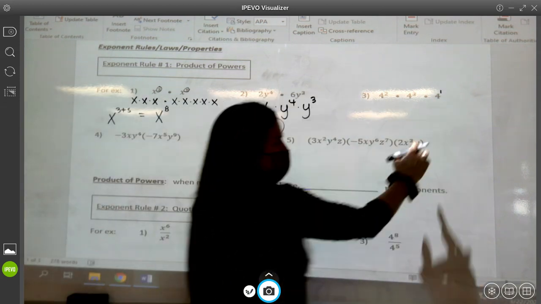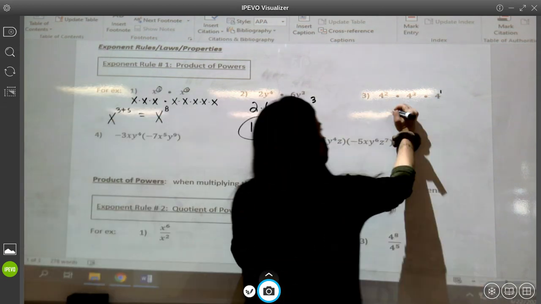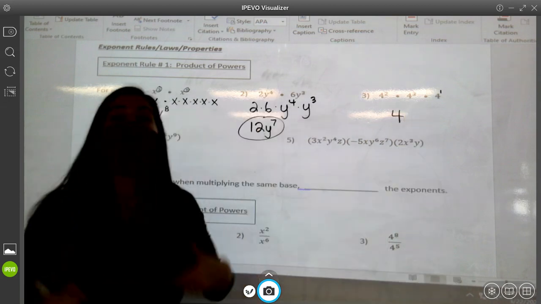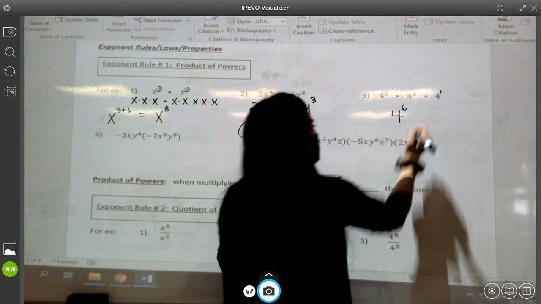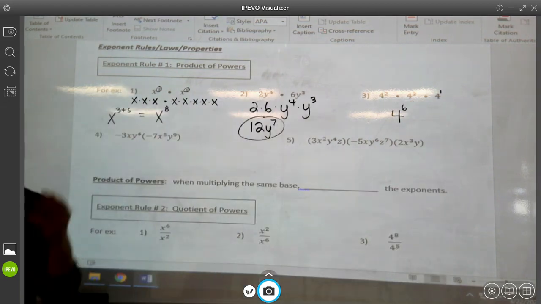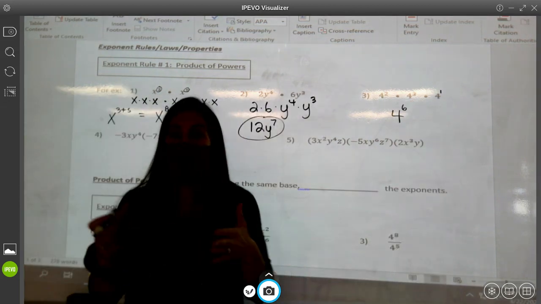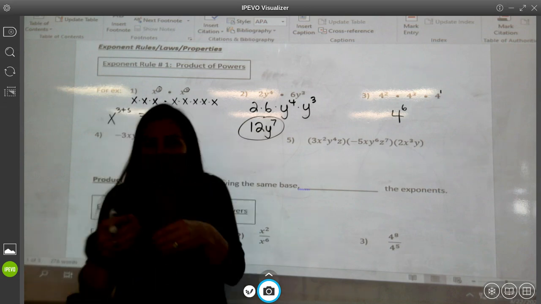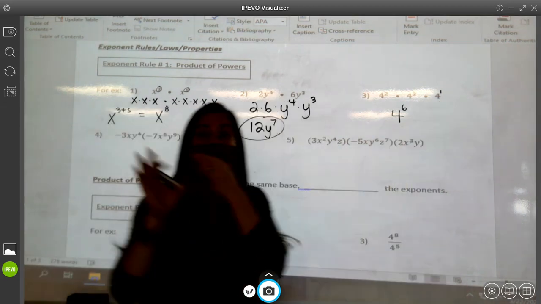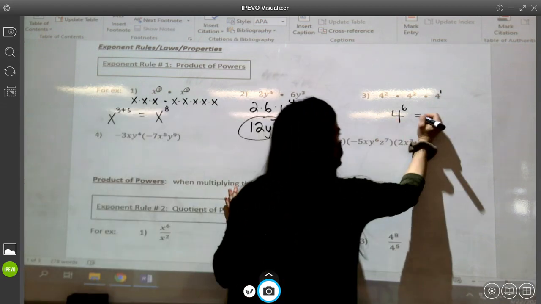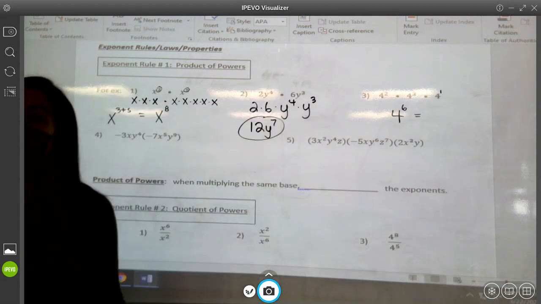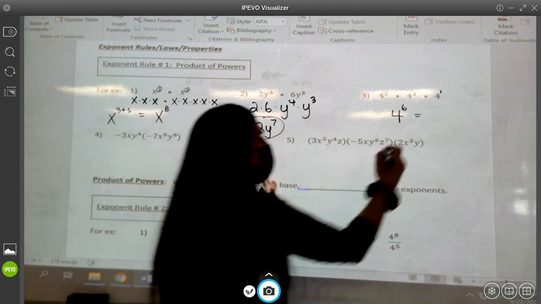So the base, when we're multiplying, it's all the same. So the base stays the same. We add the exponents. 2 plus 3 plus 1. It's really 4 to the 6th power. A lot of students want to start multiplying their 4s. 4 times 4 is 16, and then 16 times, no, it's the base. The base stays the same. You add your exponents. Now you can ask your calculator, what is 4 to the 6th power? And it's a pretty big number.